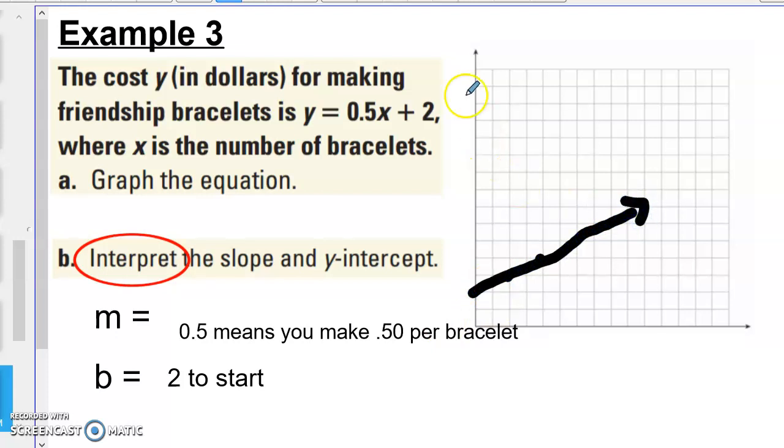you can see that those points fall in a line, so I'm just going to draw a straight line through them. Now you'll notice only this part of the graph is shown because are you going to make a negative number of bracelets? Probably not, so that's why we only include the positive part of the graph.